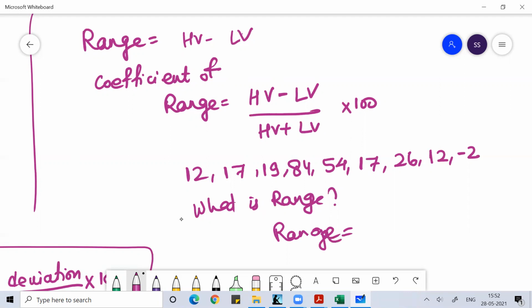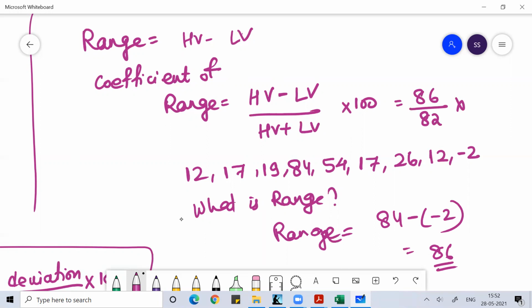the difference of them. What is the highest? Your highest is 84, and your lowest is minus 2. So the range is 86. And what is the coefficient of range? Highest value minus lowest value, that is 86, divided by highest value plus lowest value, that would be 82, into 100. You do this and you will get the coefficient of range. I hope you understood the concept of range.